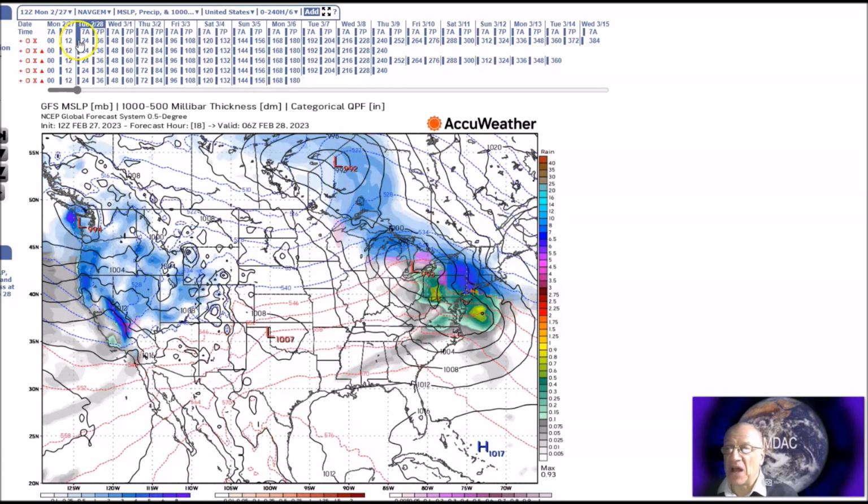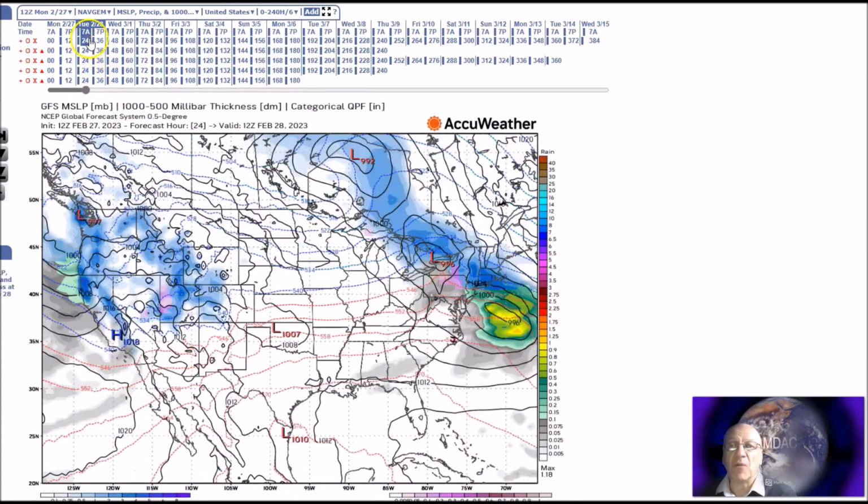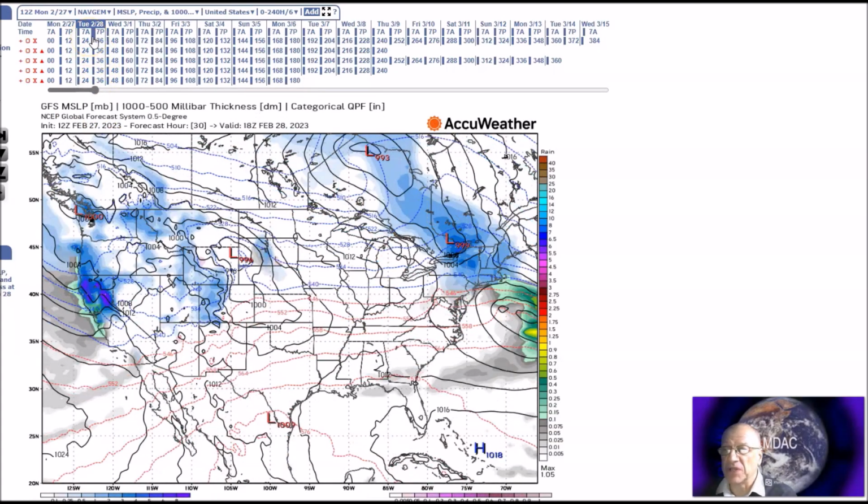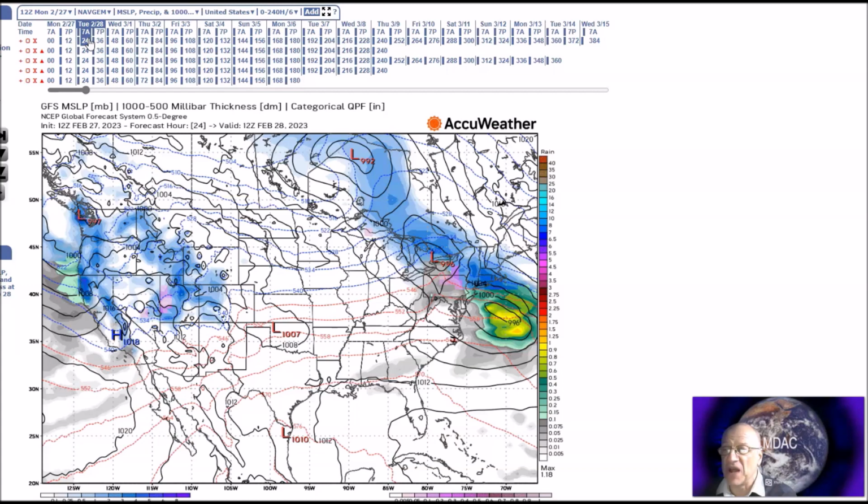It depends on these two systems. This system here to the north across the Great Lakes is fairly strong. And we're expecting a secondary one to form early Tuesday off the coast and then drift east. But this one gets strong too, 996, 995. So there's a struggle between these two systems.